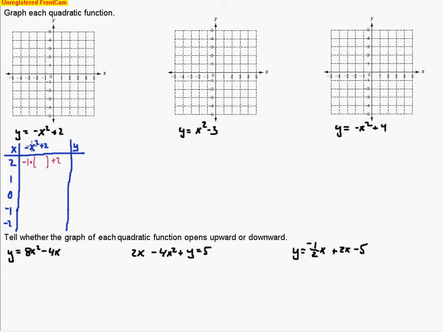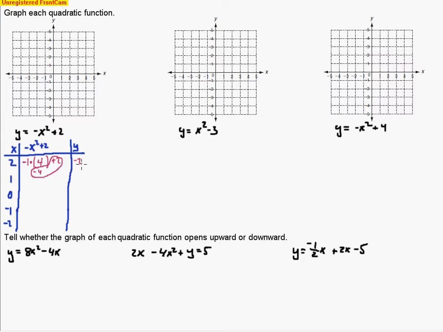Plug 2 in for x, and then square it. What do you get when you square 2? Squaring 2 gives you 4. And so then we have 4. So 4 times negative 1 gives me negative 4. And then negative 4 plus 2 gives me negative 2.